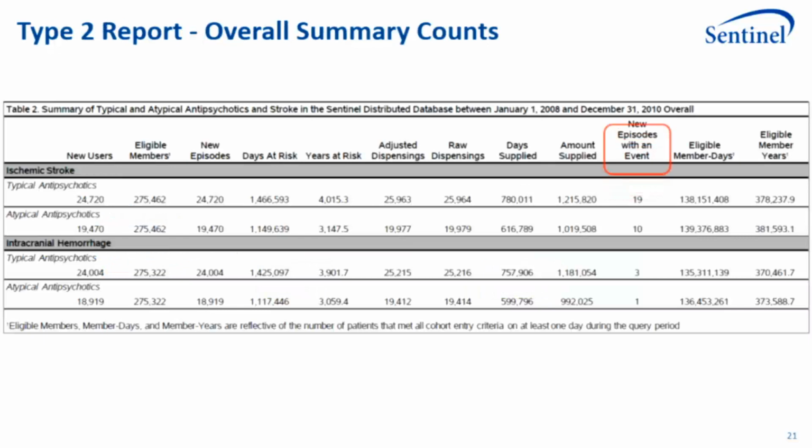All right, so now showing you the episodes with an event. So this is just giving you a count. So these are crude data. There's no adjustment here. This is just the number of episodes that had an event of interest, and it's just a straight count. You can see the relative number for each of the different groups and for the different outcomes. So this is your overall data from the type 2 output.